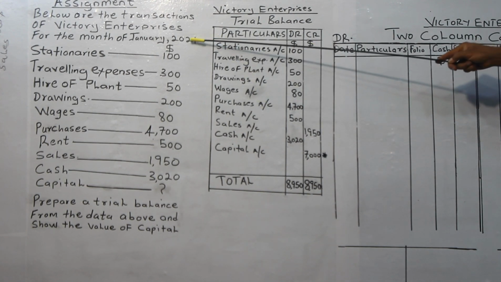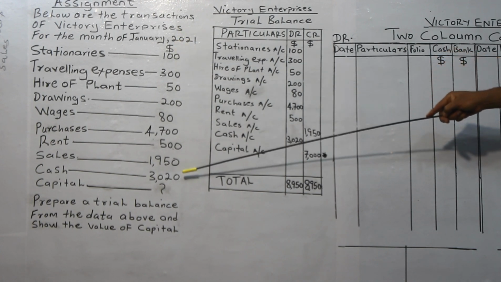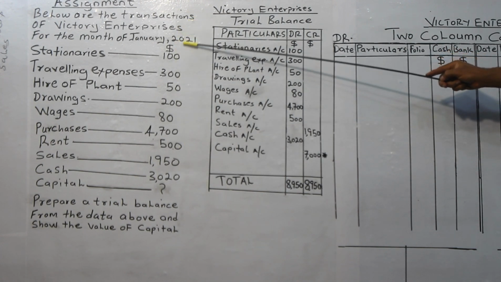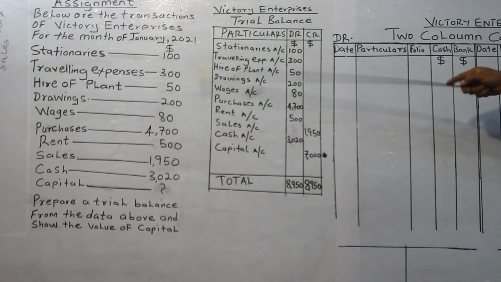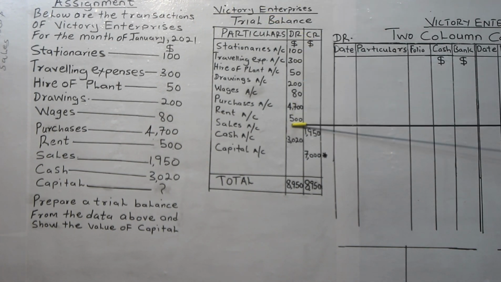So when they give us this kind of question, they have already done the ledger works, the postings and the balancing, and extracted the figures, and you'll be required to prepare a trial balance. Remember we said that asset accounts and expense accounts have debit balances, while income, capital and liabilities have credit balances.